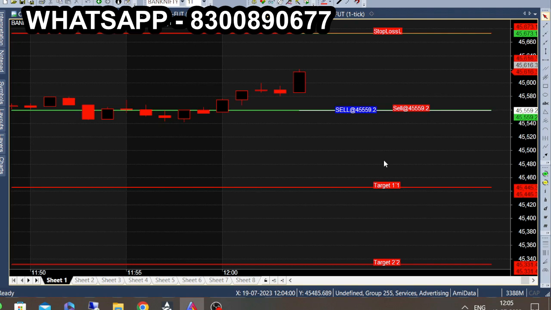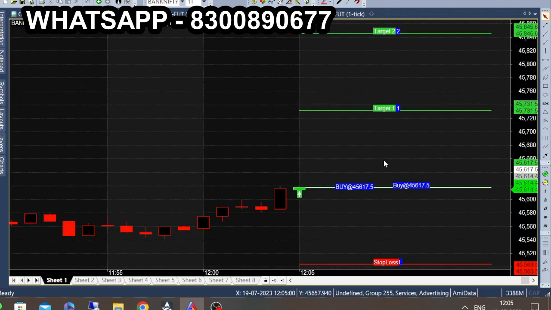Intraday calls generator. It's an automatic buy-sell call generator. In this chart, you will automatically receive calls like a signal. For example, today, July 19, after 12 pm, we have received a buy call, so a green signal. Above are the first target and second target lines, and below, the red-colored line is the stop loss line.